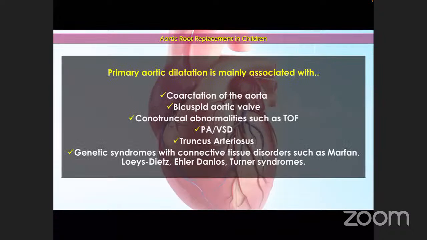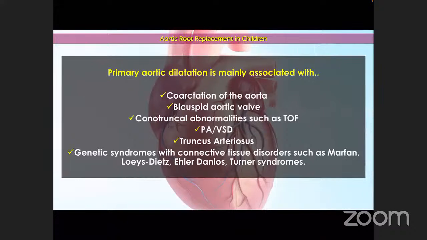We can see aortic dilatation in many congenital heart defects. We can see it in coarctation of the aorta. We can see it in patients with bicuspid aortic valve, particularly if they have aortic valve stenosis. Then also it's seen in conotruncal abnormalities, such as tetralogy of Fallot, pulmonary atresia with ventricular septal defect, and truncus arteriosus.